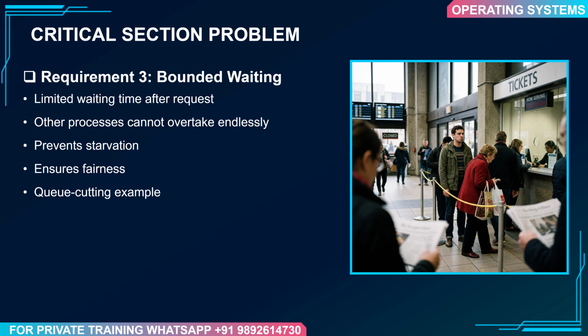The third requirement is bounded waiting. This means once a process requests entry into the critical section, there should be a limit on how many times other processes can enter before it gets its turn. This prevents starvation. Without bounded waiting, one unlucky process might wait forever while others repeatedly jump ahead.